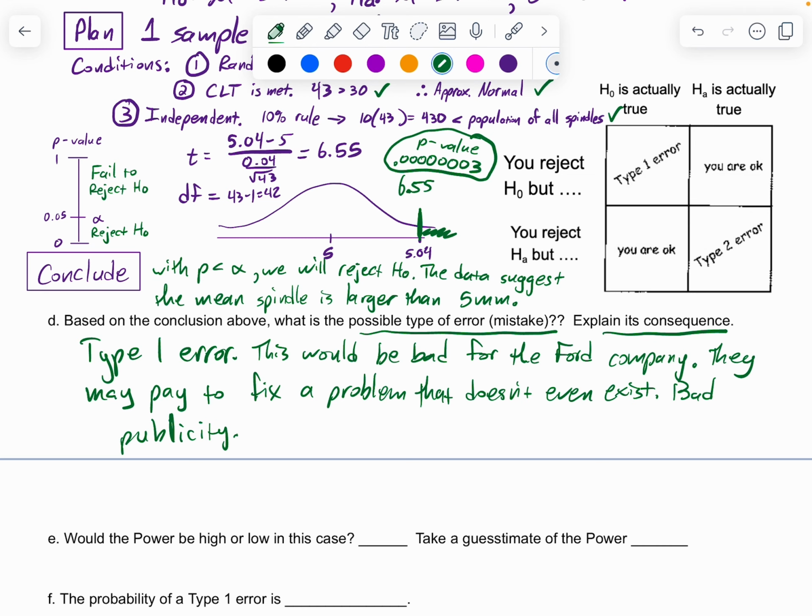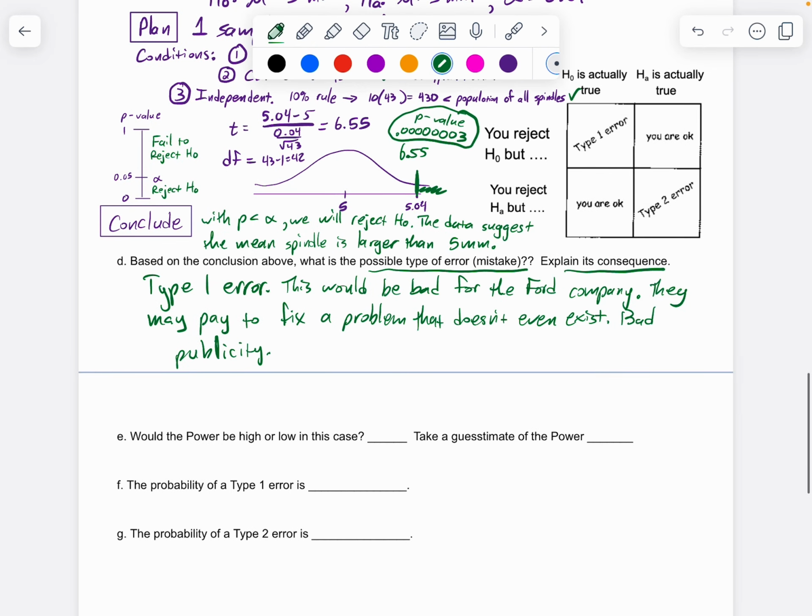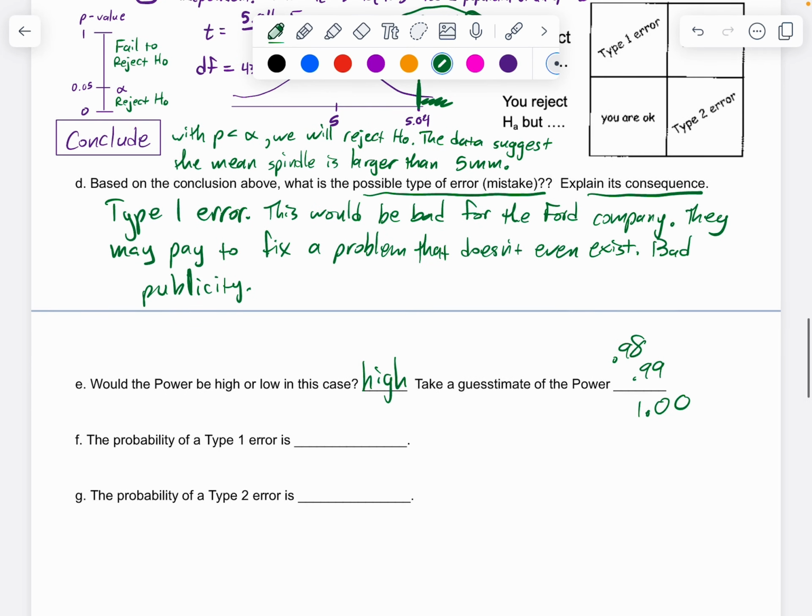Would the power be high or low? Again, well, when you get such a tiny p-value, it is very high. So you could say 98%, 99%. You might even say, shoot, this is so high, I'm pretty darn confident. It might be 100%. The probability of a type 1 error is alpha. So in this case, that was a 1% chance.